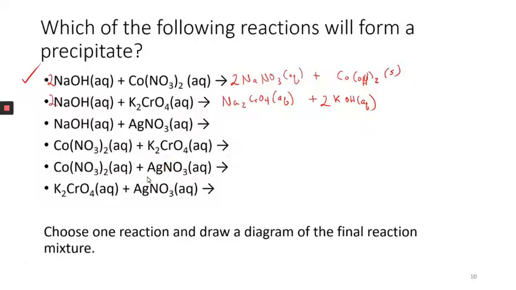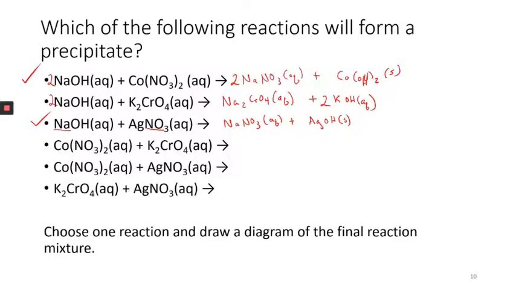So if you're wondering how I'm doing this double replacement, I'm taking the metal from the first compound and bonding it with the anion of the second compound. So here we have NaNO3, sodium nitrate. Any nitrates are aqueous, plus silver hydroxide. Now this one, no need to balance because everything has a plus or minus 1 charge. And silver hydroxide happens to form a precipitate. So this reaction here forms a precipitate.